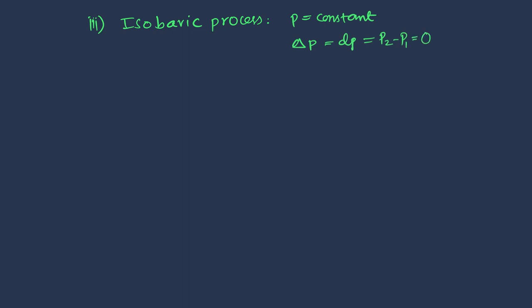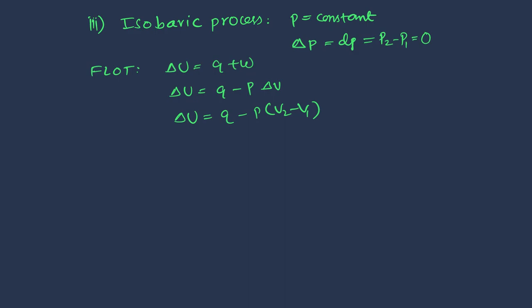The next one is the isobaric process. Iso means same, and baric refers to pressure. So pressure is constant, meaning delta P, the change in pressure, is P2 minus P1, which equals 0. By the first law, delta U is equal to Q plus W, where work done is minus P external into delta V. So delta U equals Q minus P times V2 minus V1.